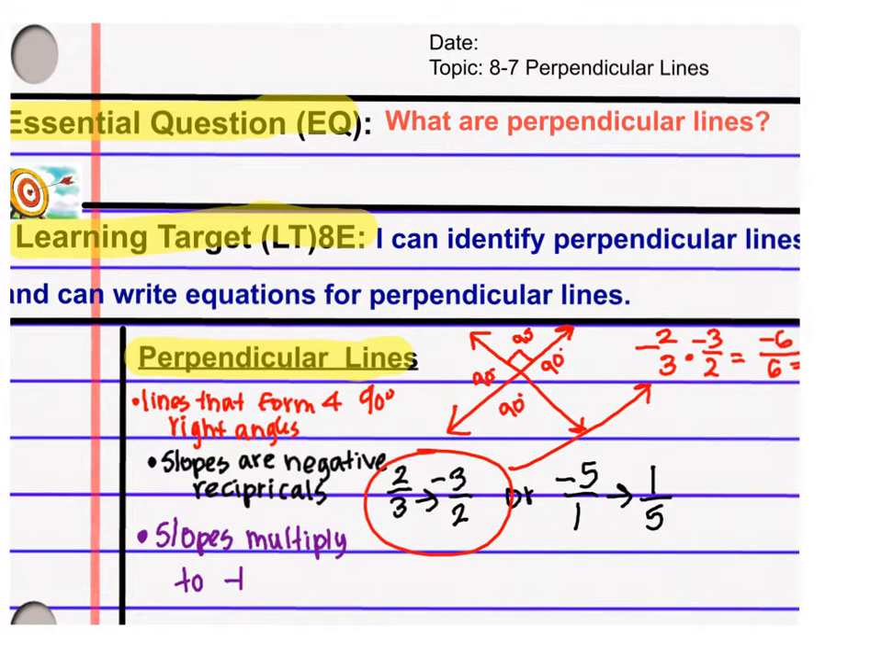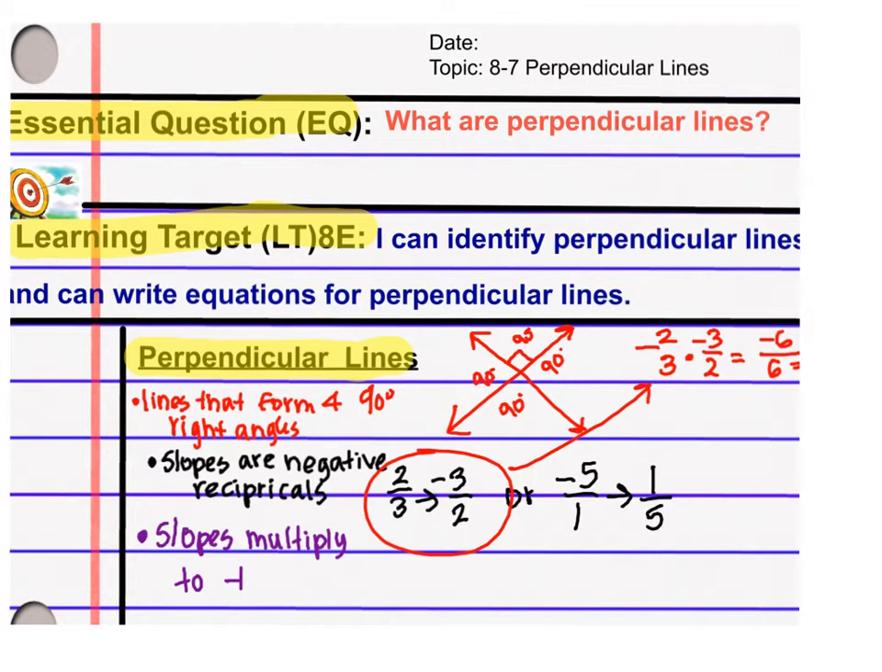Our learning target, we're on 8E. This is our last section of Unit 8, by the way. I can identify perpendicular lines and can write equations for perpendicular lines. So this will be pretty similar to 8-6, but perpendicular instead of parallel lines.